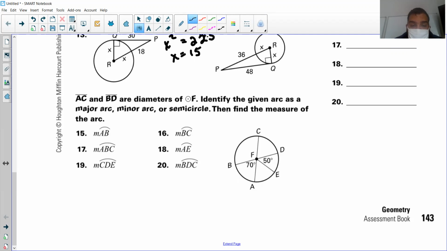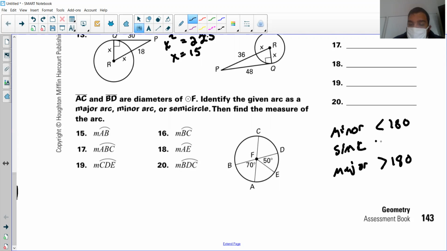Identify the given minor, major, and semicircles, find the arc. So identify what they are and then find the measurement. I would just ask you to find the measurement, but just to tell you, a minor arc is less than 180. A major arc, you could guess, is greater than 180. And a semicircle is going to equal 180. Kind of like a right triangle: acute, right, and obtuse; minor, semi, major. Same concept for arcs, just twice the size because a circle is 360 versus an angle being 180.